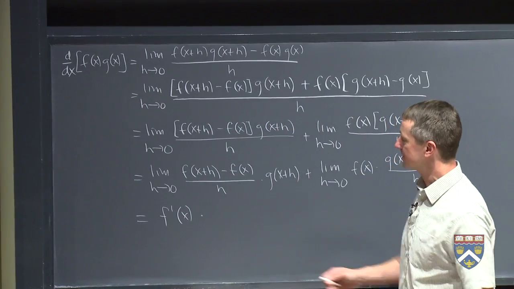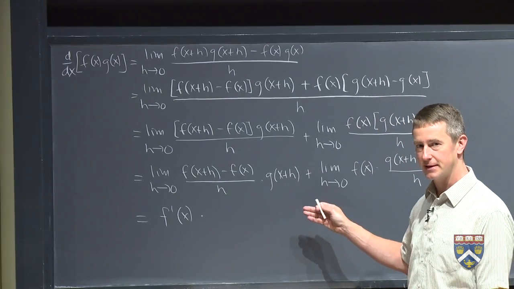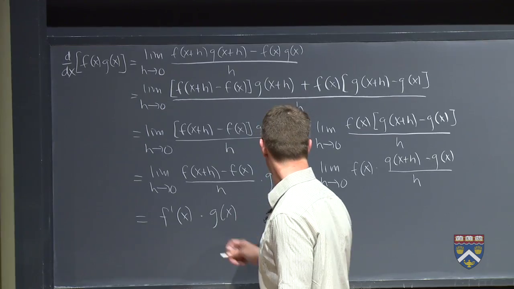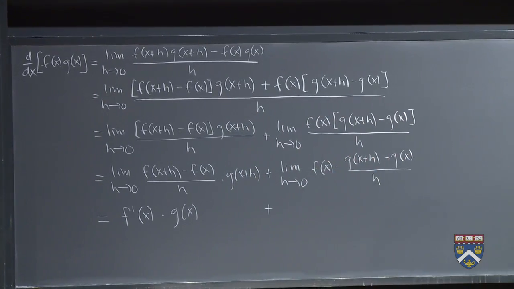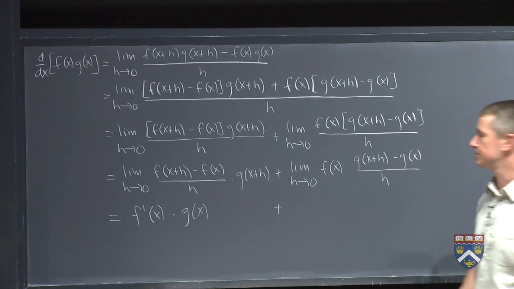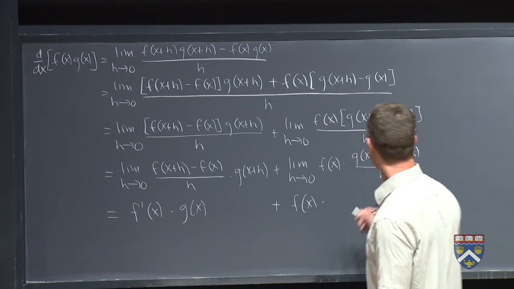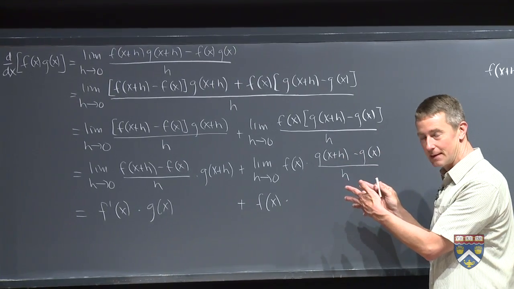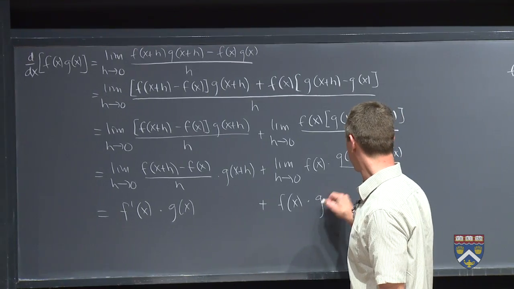And this, we want to see what happens to this as h goes to 0. As h goes to 0, g of x plus h should approach g of x. Plus, as h goes to 0, what happens to f of x? Nothing. F of x doesn't care what h is doing. It doesn't have any h's in it. So that's just f of x. And what happens to this as h goes to 0? This is our definition of the derivative, except that the function's name is g instead of f. So this is g prime.